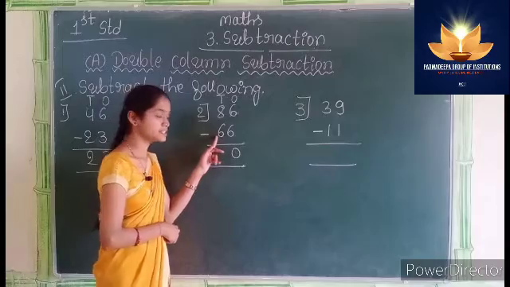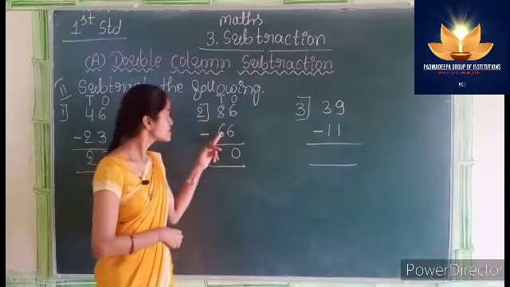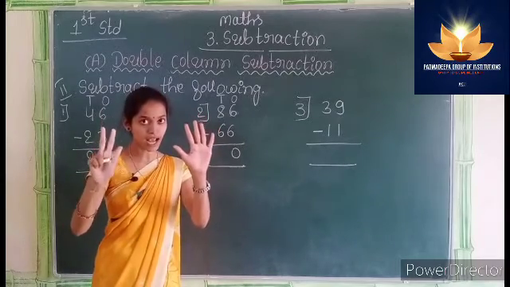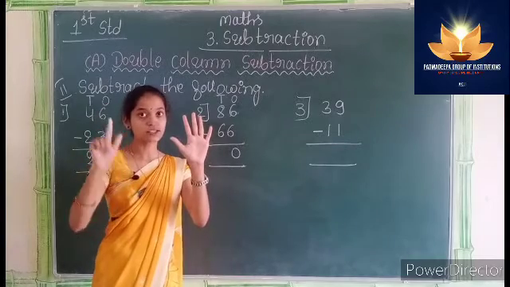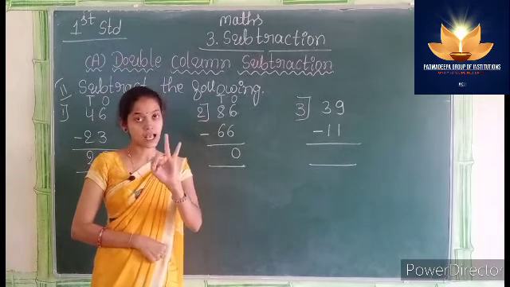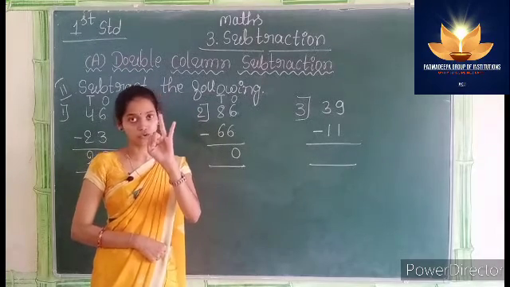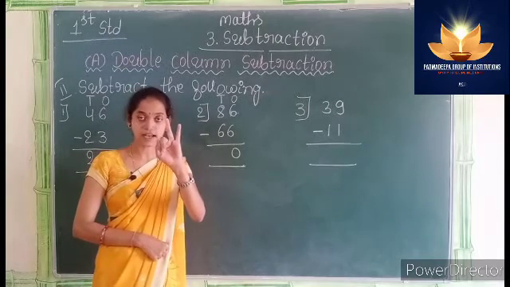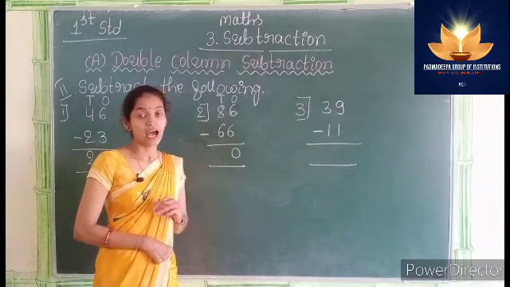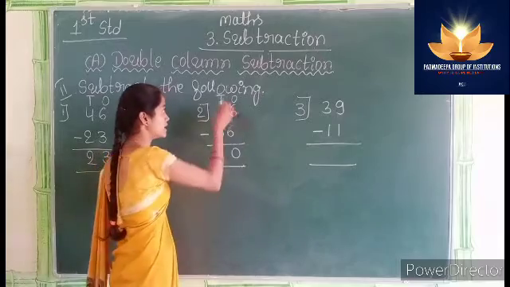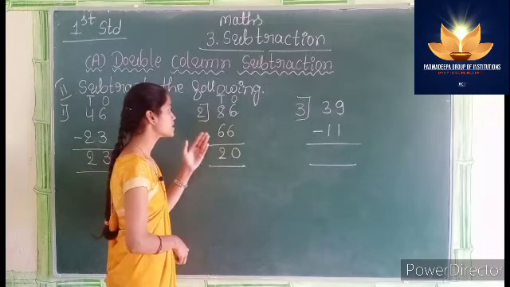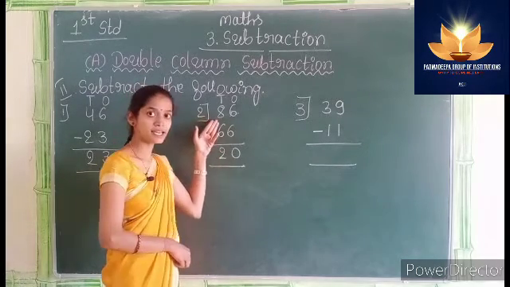Then 8 minus 6. Subtract 6 from this 8. This is 8. We have to subtract 6. 1, 2, 3, 4, 5, 6. How many fingers left? 2 fingers left. That means when we subtract 6 from 8, we get 2. And the 2 should be written under this tens place. We get 20 after subtracting the 66 from 86.